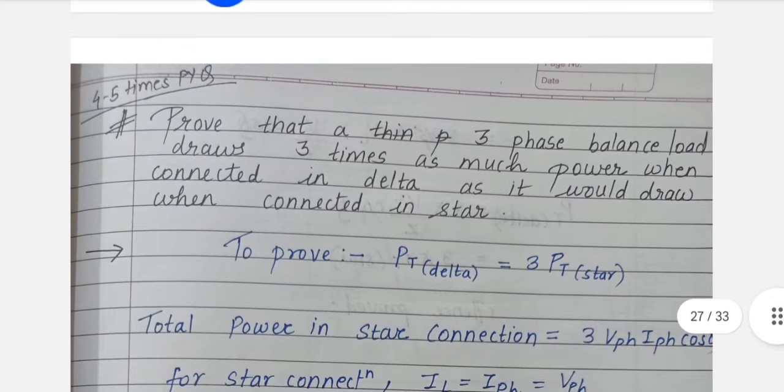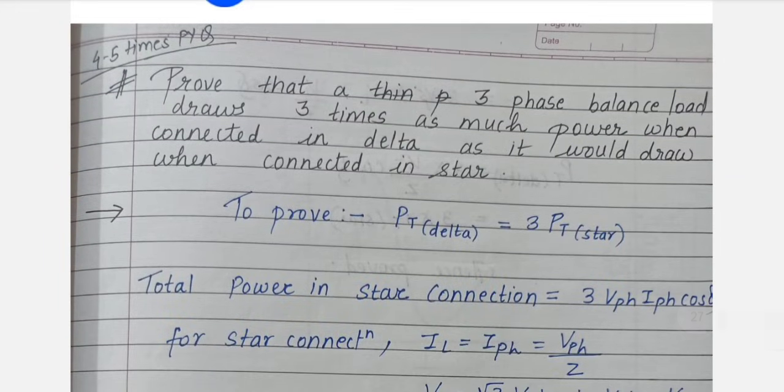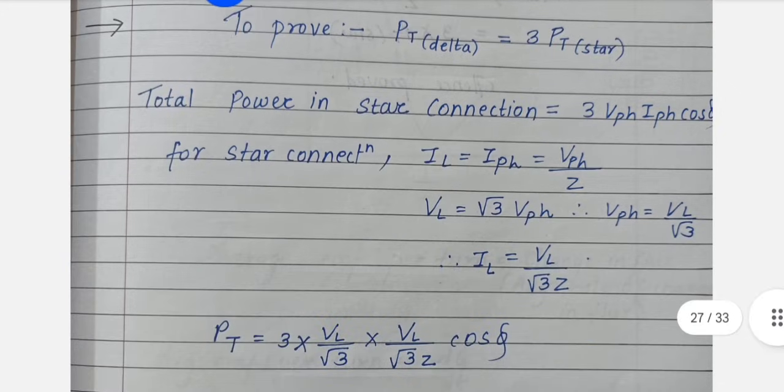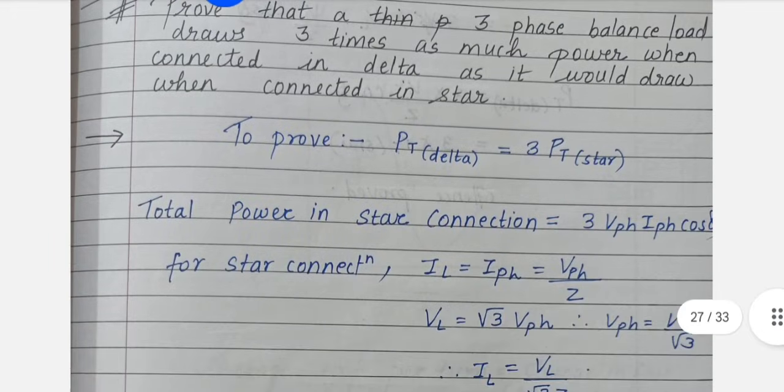Okay, then here this is again a PYQ, that is a theorem type question. So 4-5 times it was there in the PYQ paper. You have to consider this question: prove that a 3 phase balanced load draws 3 times as much power when connected in delta as it would draw when connected in star. That means the relation between star and delta. So what do we have to prove? We have to prove power in delta is equal to 3 times the power in star.